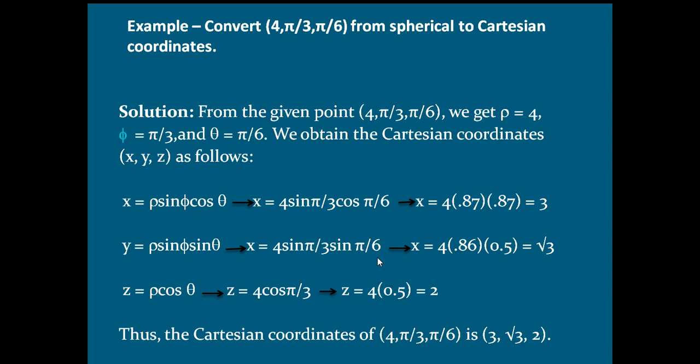I'm sorry, this should be y. This should have been y. Please understand this correction. And this is y. It is root 3. Then z is rho cos phi, that is z is equal to 4 cos pi by 3, which gives me z is equal to 2. So the Cartesian coordinates of (4, pi by 3, pi by 6) are (3, root 3, 2). Remember, this should be y here and this should be y here. By mistake, it has become x.